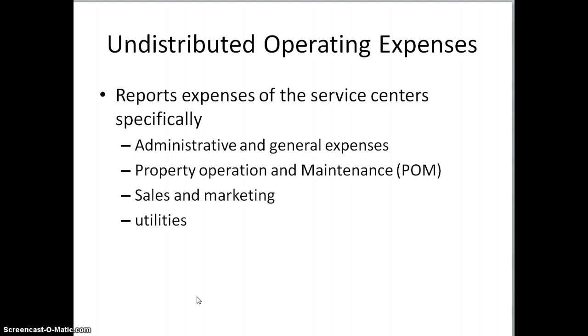Undistributed operating expenses report the expenses of the service centers specifically. So here we're talking about administrative and general expenses. That would include administrative and general salaries, property operation and maintenance. So it's anything that is needed to operate your property and maintain your property. That would include all of your landscaping and that type of item. Sales and marketing and utilities. Again, utilities would be electric, gas, phone, internet, anything that is a utility for your home would also be a utility for a hotel.